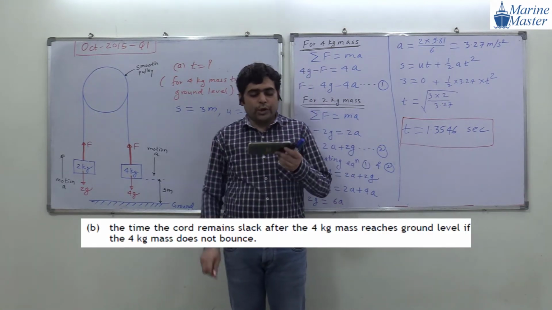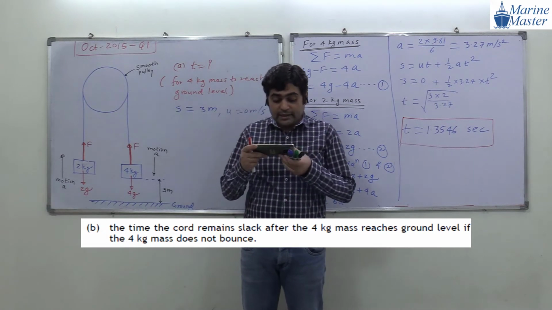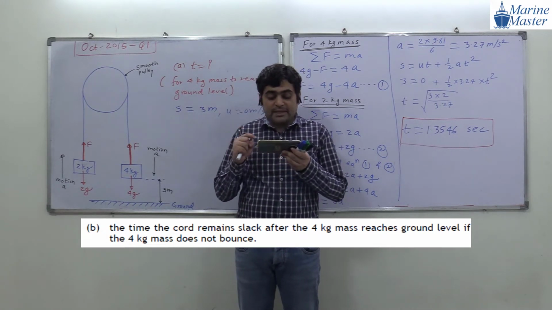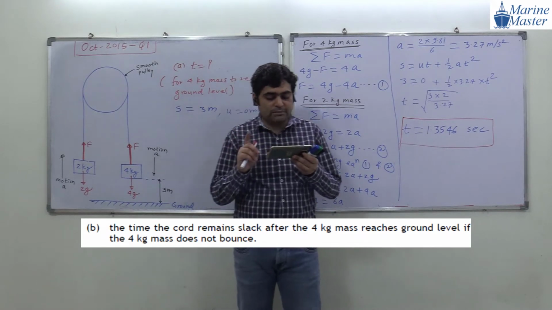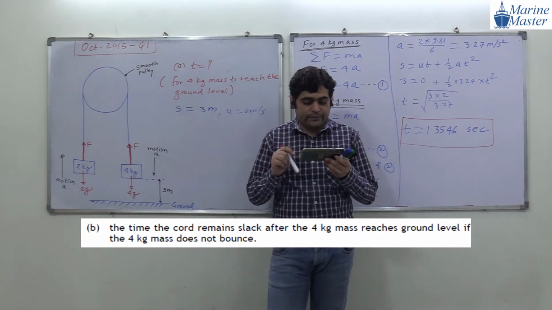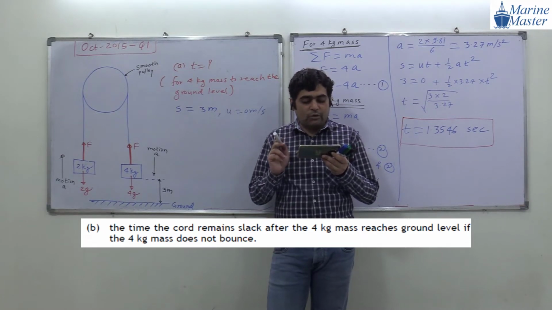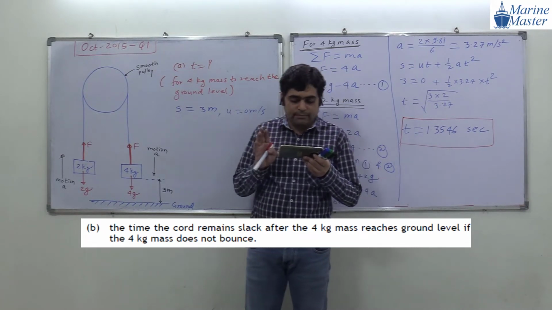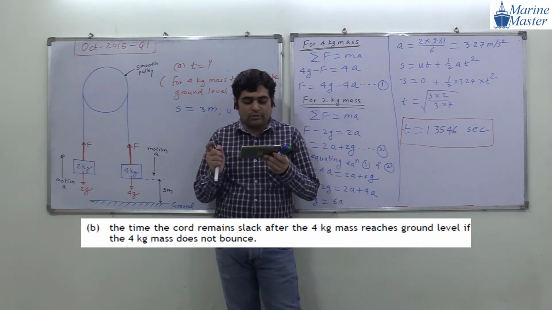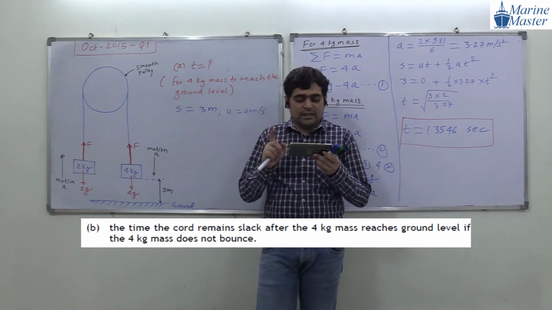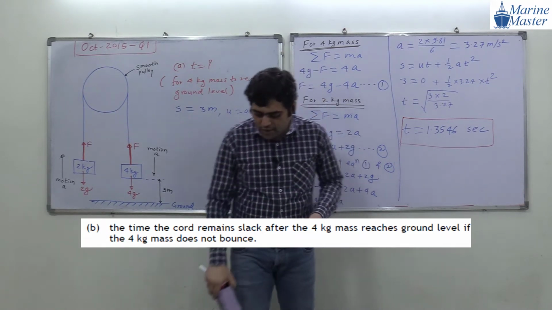Now, guys, I am going to read the B part. Try to read the B part carefully with me. The time the cord remains slack after the 4 kg mass reaches the ground level if the 4 kg mass does not bounce back. What we have to find out is the time the cord remains slack. Try to note does not bounce. Now what is meant by it?